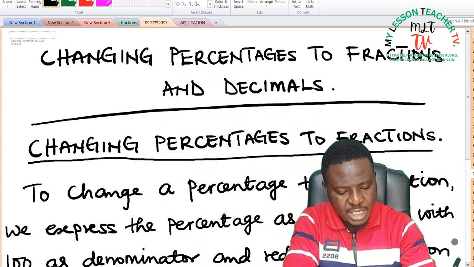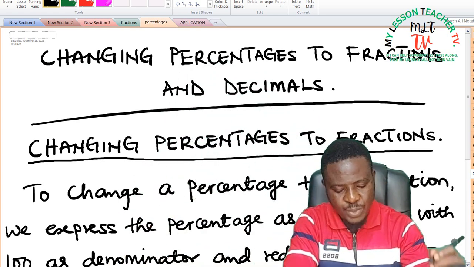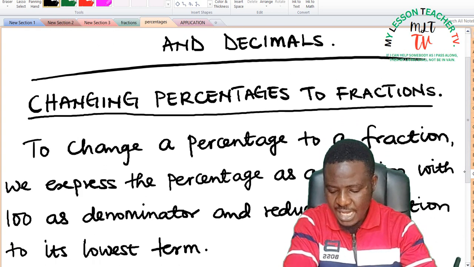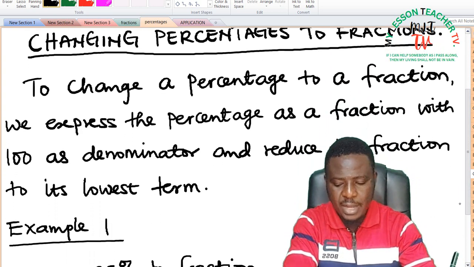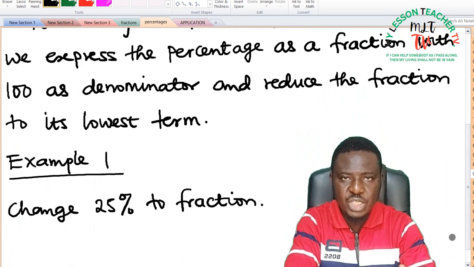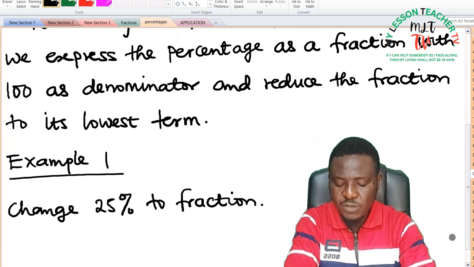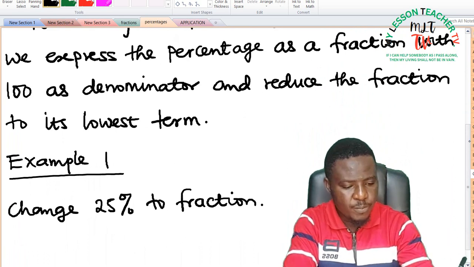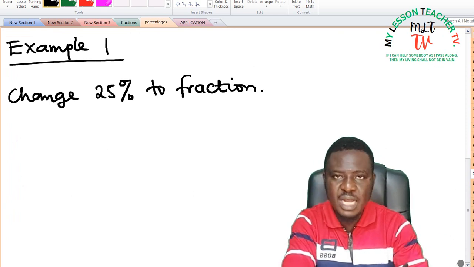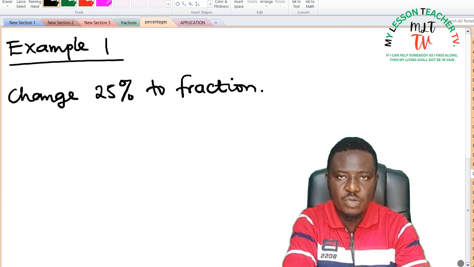To change a percentage to a fraction, we express the percentage as a fraction with 100 as denominator and reduce the fraction to its lowest term. Already we have defined percentage as a fraction with 100 as its denominator. Example 1 says we should change 25% to fraction. 25% ordinarily, like we have said in the previous class, means 25 over 100.